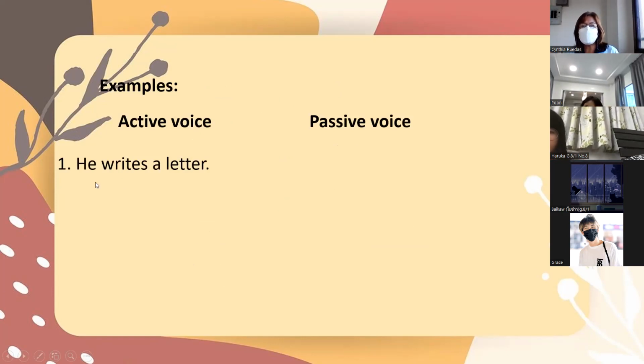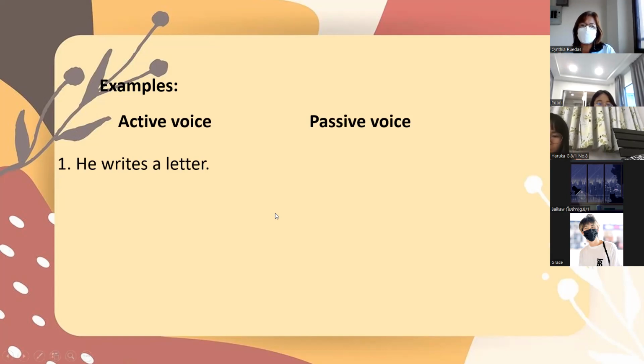Okay, I have here number one. He writes a letter. Poon, can you make it passive voice? He writes a letter. Poon. Remember that in active voice, he is the subject, right? Writes is the verb, and a letter is the object. In passive voice, you are going to make the object as the subject. Okay? And of course, you're going to use verb to be, present, and the past participle of the verb, and the subject will be the object for passive voice.